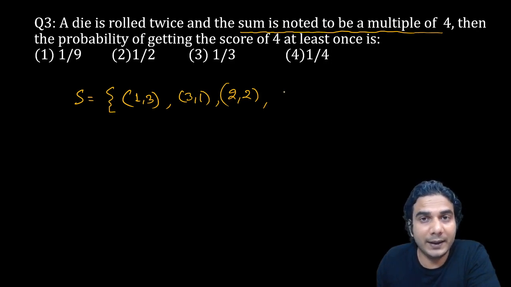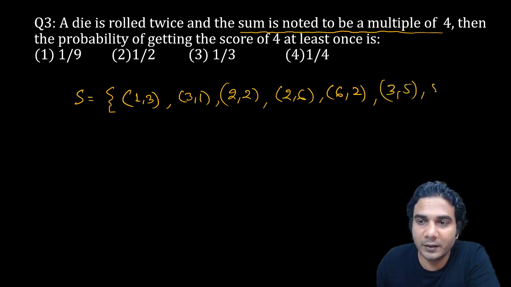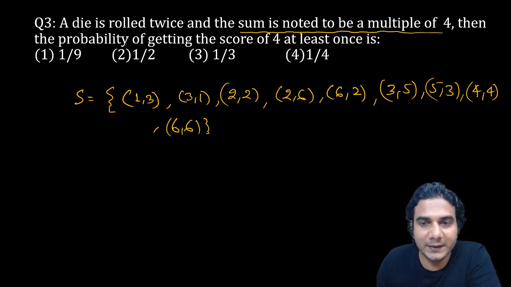And if you're getting sum 8, because sum is a multiple of 4, so sum can be 8 also. So you can get 2 comma 6, first die 2, second die 6, or first die 6, second die 2. And then another way of getting 8 is 3 comma 5 and 5 comma 3. And 4 comma 4 as well. So these are all possible ways of getting 8. And getting 12, there's only one case, 6 comma 6. No other case. So you can see how many sample points are there in your sample space. You have 9 points.